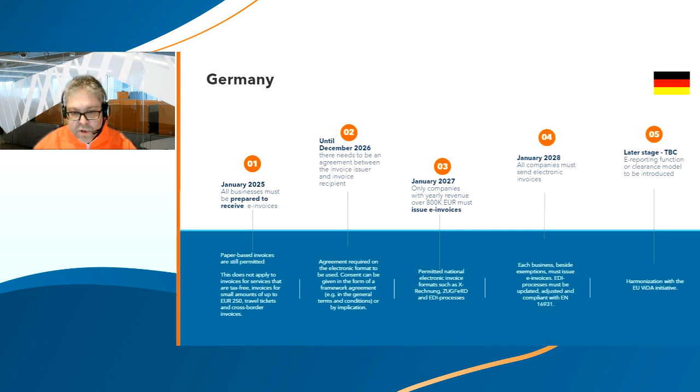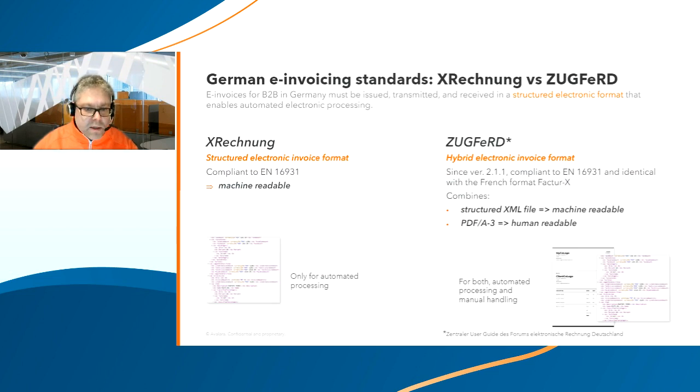Let's have a look at the timeline for Germany in a comprehensive way. Basically, it includes what I have just mentioned, but maybe it's worth having a look at 26, where businesses should focus on their agreement paperwork for e-invoicing and get contracts in place. As mentioned, in Germany, we have e-invoicing standards in place, such as X-Rechnung and ZUGFeRD. Let me explain the differences here.